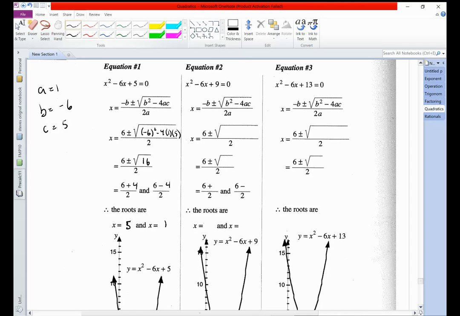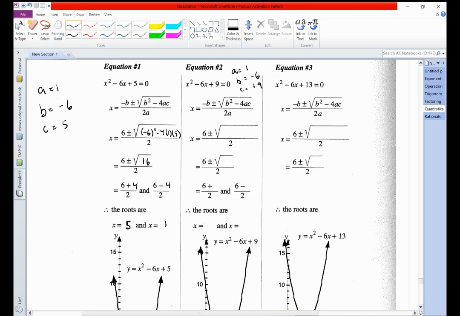X squared minus 6x plus 9. So in this case, our a value is 1, our b value is -6, and our c value is +9. So we're going to plug this all into the quadratic formula.